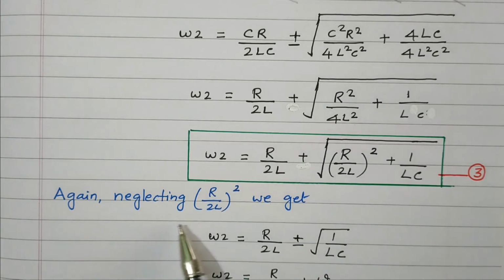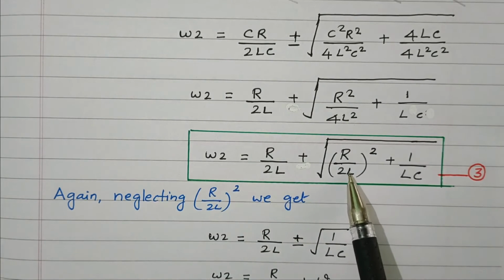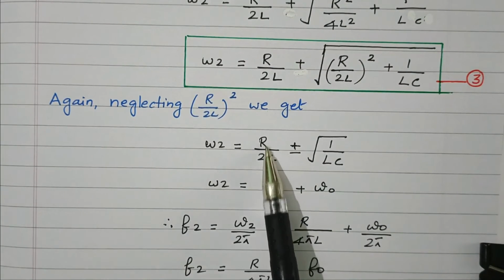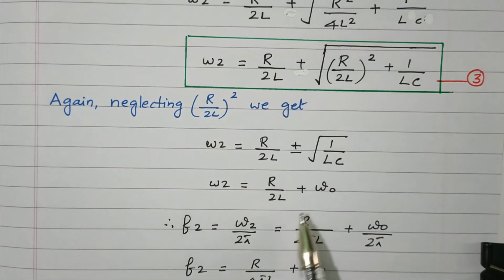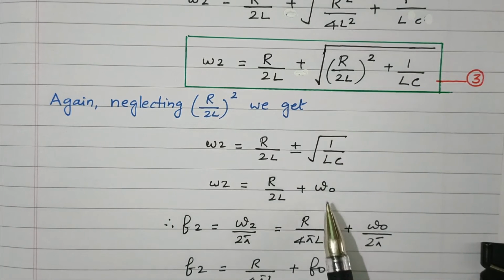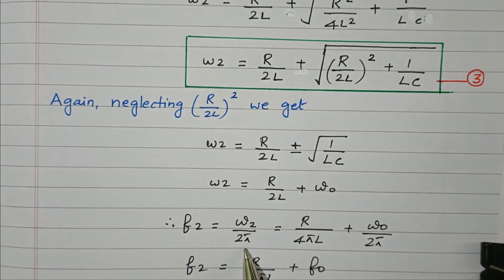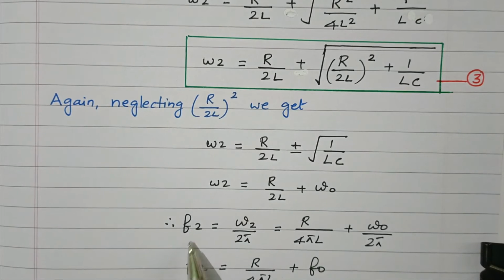Now we can neglect the term R divided by 2L; compared to this term it is very small. So after neglecting, what we got is omega 2 equals R divided by 2L plus or minus square root of 1 divided by LC. Right? We know that this is nothing but omega naught. So F2 equals omega 2 divided by 2 pi. This is the angular frequency, and this is the frequency, the upper half frequency.